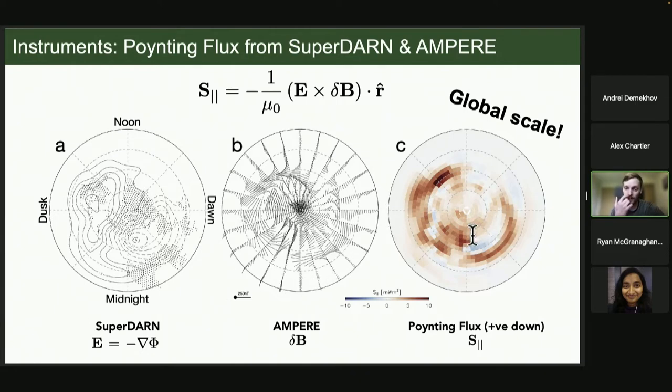The other thing to note is sometimes Poynting flux can be negative, such as in the regions on this plot, which in the northern hemisphere means that Poynting flux is directed upwards, which is connected to that atmospheric dynamo effect that I mentioned slightly earlier.